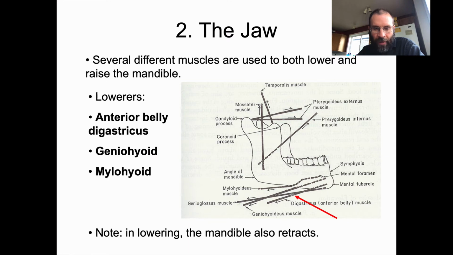So I've got red arrows for that, also underscoring the point that when you lower your jaw, it also retracts a little bit. That's why you have the joint up here to give it a chance to pivot a little bit.